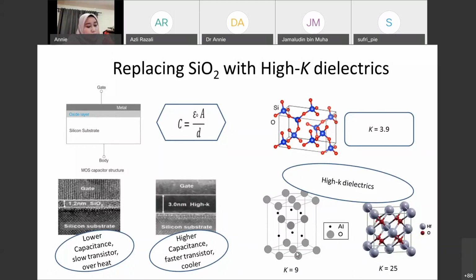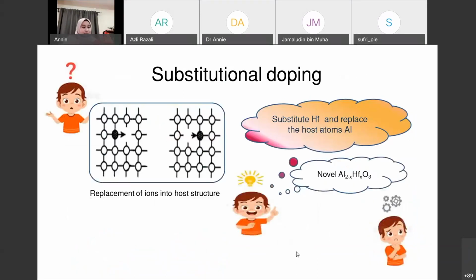So aluminum oxide has the advantage of being a thermodynamically stable material. It has a band gap of around 8.8 eV and a relatively high K value of 9, but yeah, 9 is not good enough. So that's why we engineered these materials to improve the K value of aluminum oxide. How are we going to do this? So we doped aluminum oxide with hafnium.